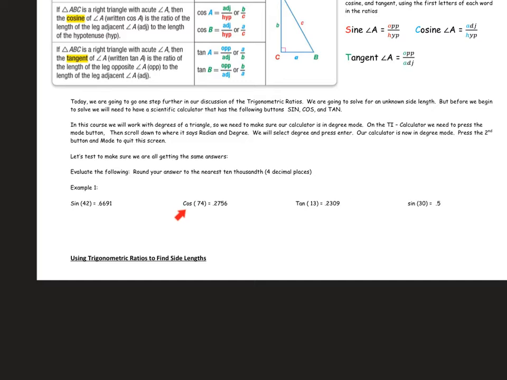Again, if I do the cosine of 74, I should get 0.2756. If we type in on our calculator the tangent button, the tangent of 13, and close it, you should get 0.2309. And last check, if I was to type in the sine of 30, I'll get 1/2 or 5/10. If for some reason you did not get these, please make sure that you're back in degree mode, go back to the steps, or try to figure out on your calculator how you can get into degree mode.